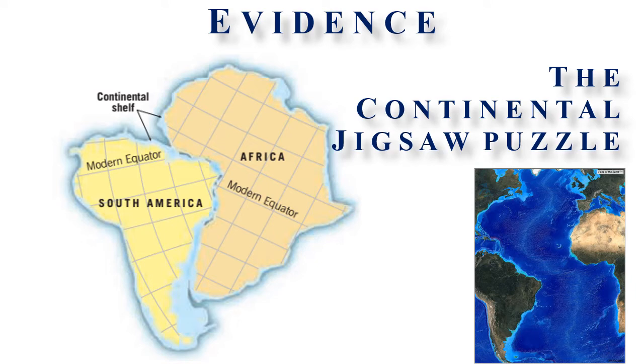The evidence of the continental puzzle. Like a few others before him, Wegener suspected that continents might once have been joined when he noticed the remarkable similarity between the coastlines of opposite sides of the Atlantic Ocean, as we can see here in the diagram.